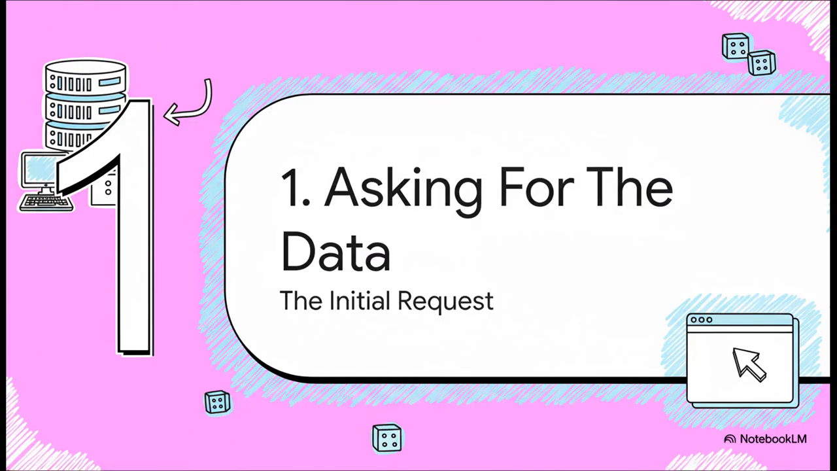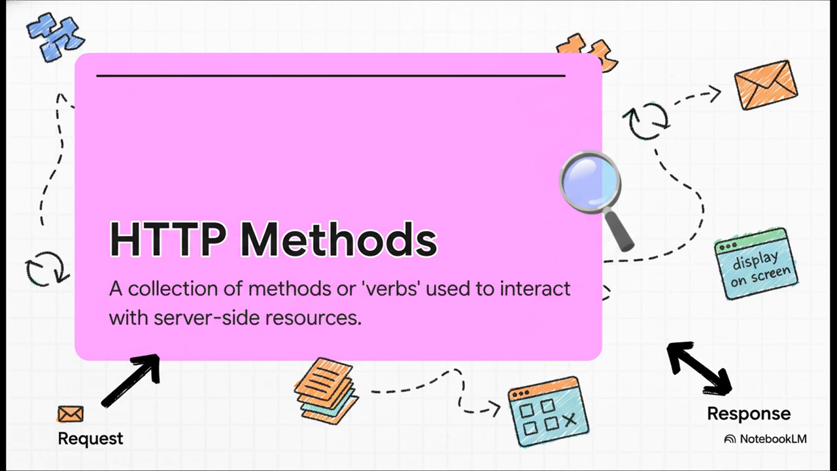So where does this all kick off? Well, it all starts with a simple request. Before your screen can show you anything new, your web browser first has to ask the server for that specific information. Now, this isn't just some casual, vague question. It's actually a very specific, standardized conversation that happens using a language called HTTP. And the verbs in this language are called HTTP methods. They tell the server exactly what the browser wants to do.